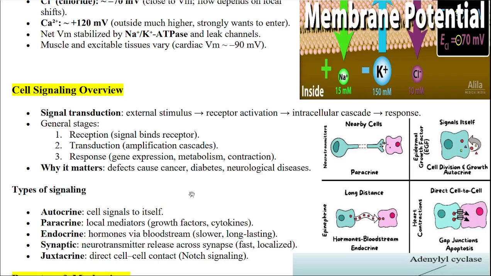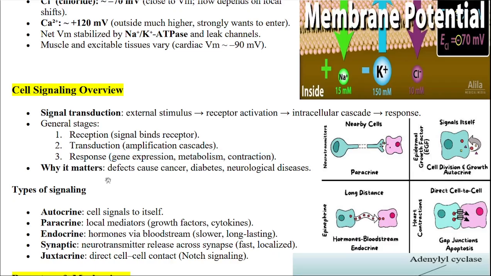And what kind of responses are we talking about? Almost anything a cell does. It could be activating or inactivating enzymes to change metabolism, switching genes on or off in the nucleus to change protein production, triggering muscle contraction, initiating cell division, or even triggering programmed cell death.